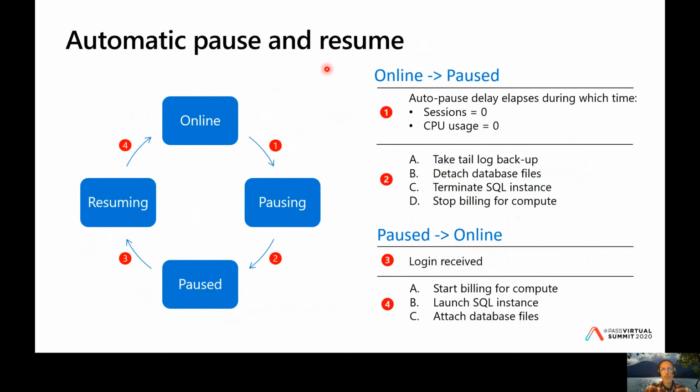So how does pause and resume work in serverless? Suppose the database is in the online state. One thing that happens is that the service is constantly monitoring the number of concurrent sessions, as well as the CPU usage of the user workload. And if the concurrent sessions and CPU usage are both identically 0 for the length of time given by the auto pause delay, which is configurable by the customer, then the service initiates the pausing operation.